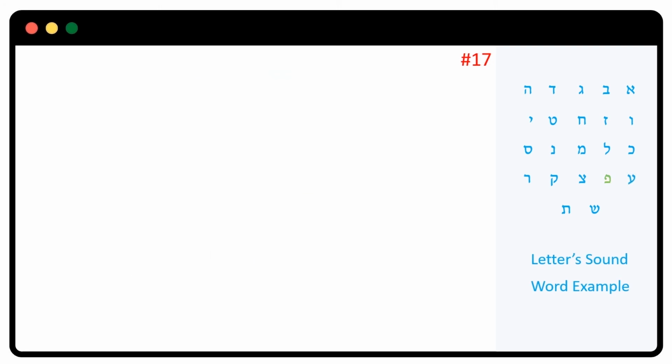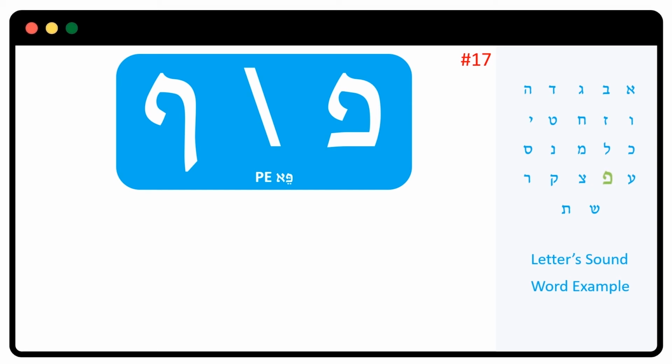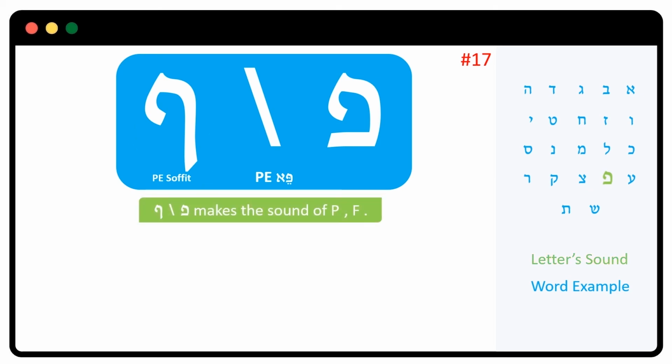Letter number 17 is the letter Pe. The letter Pe comes in two forms. This form of the letter Pe is what you would see at the beginning or in the middle of a word. And this form of the letter Pe is what you would see only at the end of a word, and it's called Pe sufit. The letter Pe makes two sounds. It makes the sound of the letter P or F. It depends on whether the letter Pe comes with or without a dagesh. So when the letter Pe comes with a dagesh, it makes the sound of the letter P.